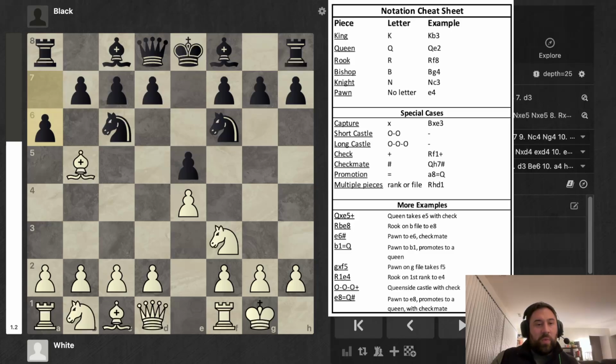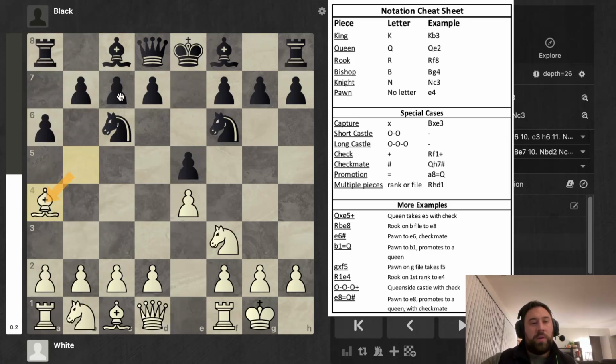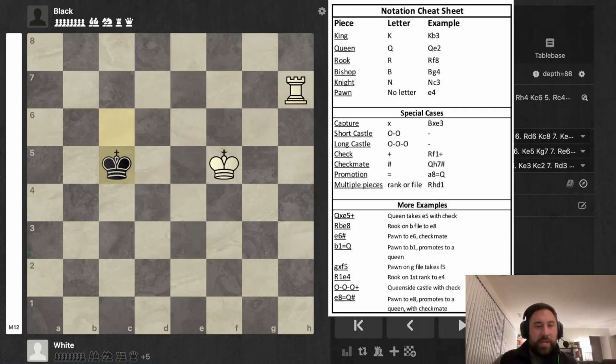We're in this position and white plays what? That was white's move. This is BA4, bishop A4. Good. Okay, we're here, and black plays this.